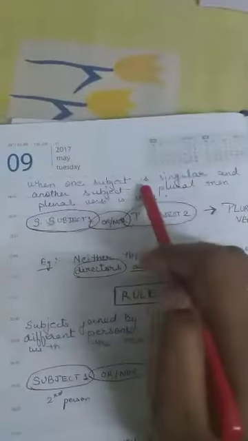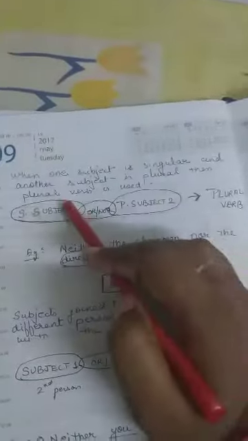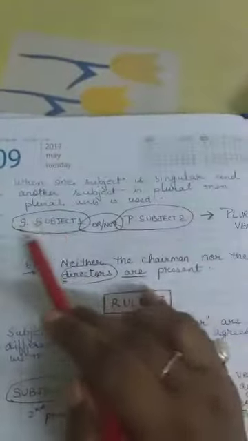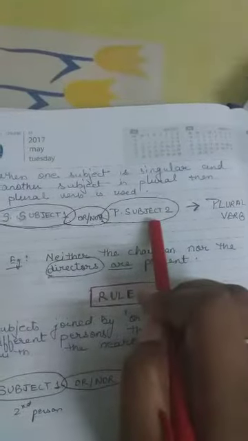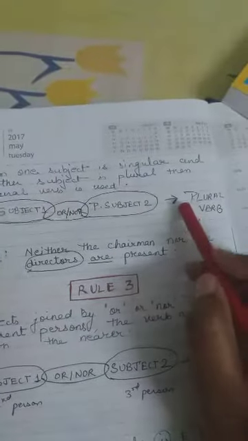Again, an exception, dear. It says when one subject is singular and the other subject is plural, then a plural verb is used. Now you can see the first subject is singular, the second subject is plural, and they are connected with what? Or, nor. Then what does it give? It gives a plural verb.